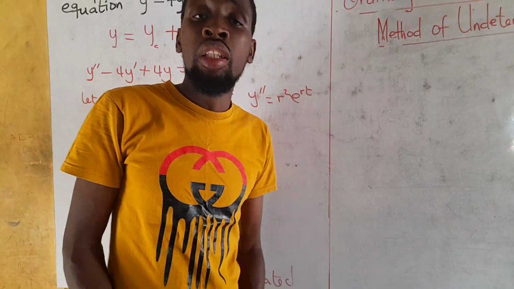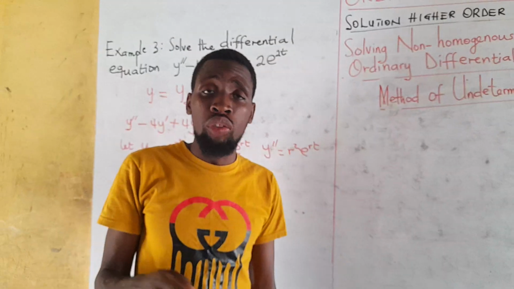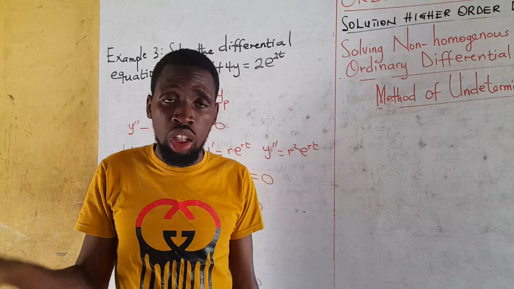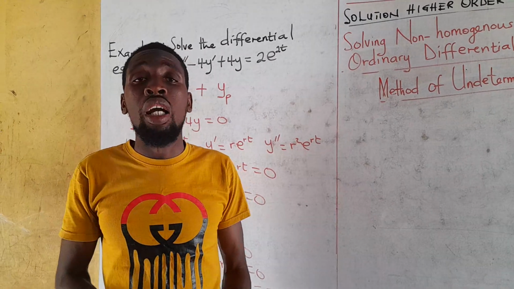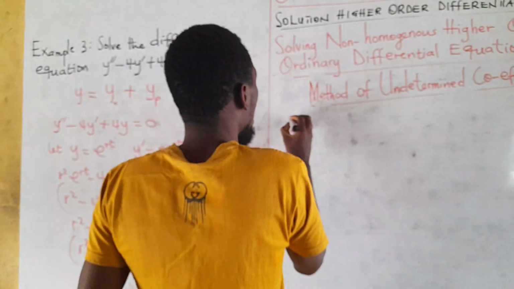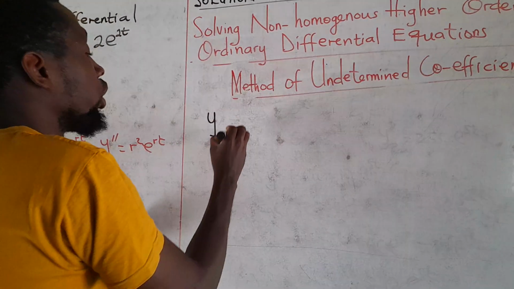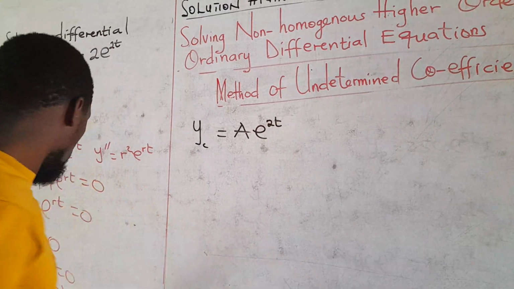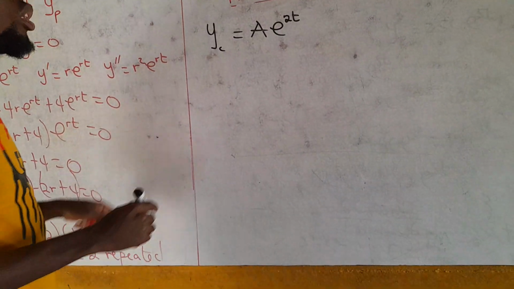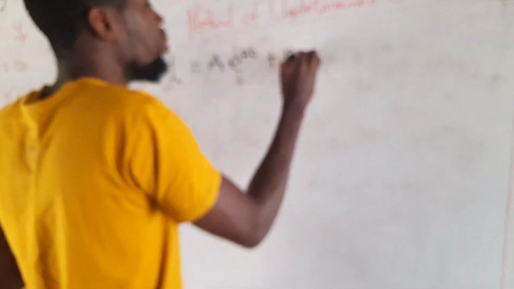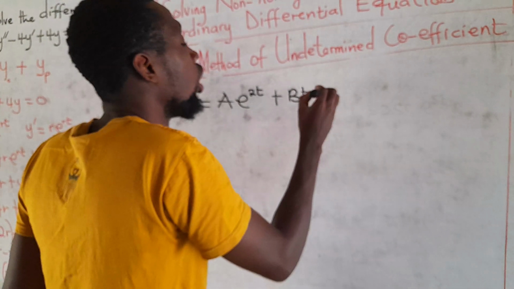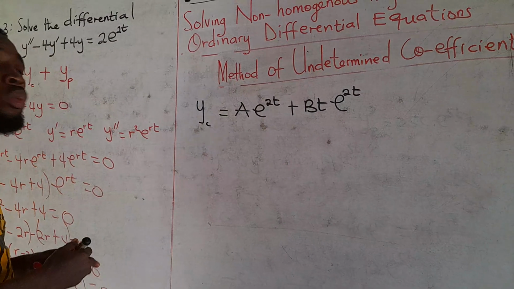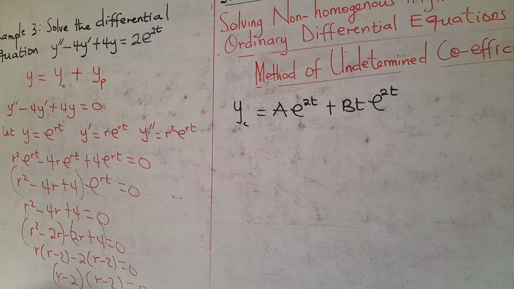Remember, when a solution to our quadratic equation from the homogeneous higher order ordinary differential equation is a repeated root, how do we write the general solution? So our complementary solution, y_c, will be equal to a e exponent 2t. Remember, the r is 2. Then plus bt, if you remember very well, e exponent 2t. So that will be the solution to the homogeneous side.